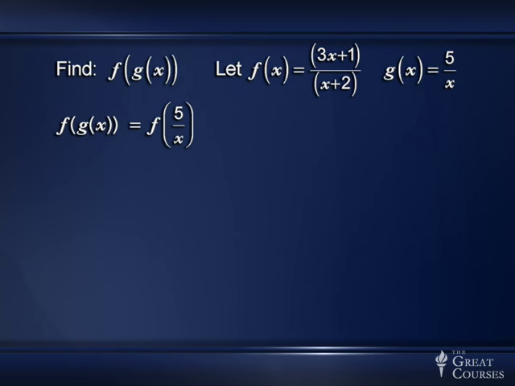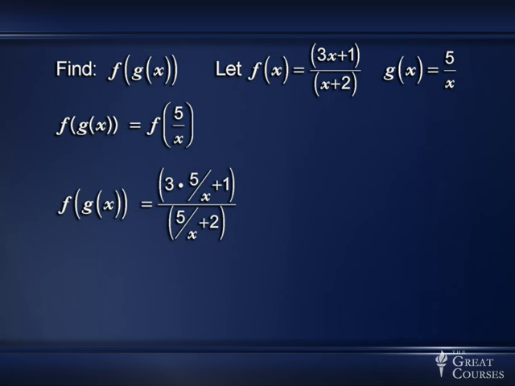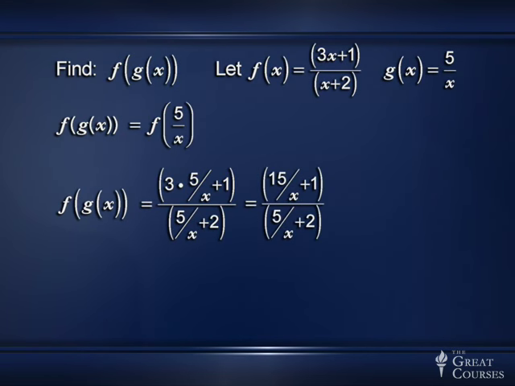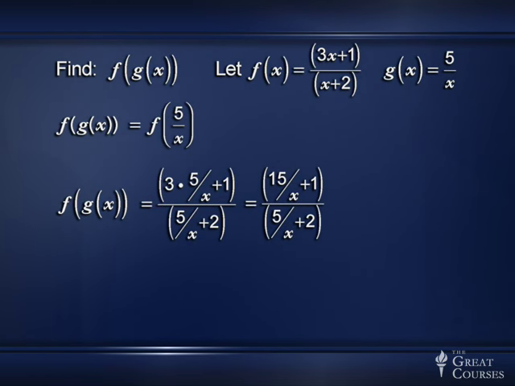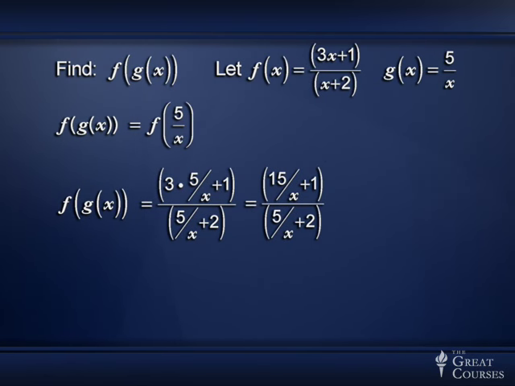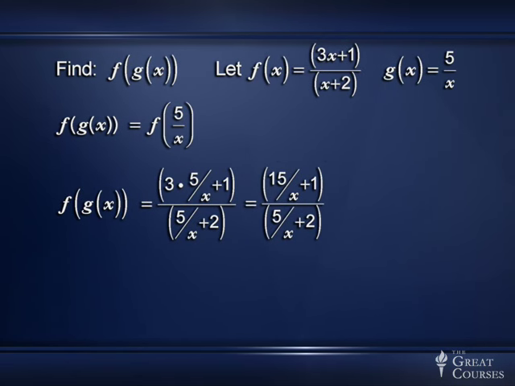And so what I have then is the following. F of g of x equals 3 times 5 over x plus 1 divided by 5 over x plus 2. And now I can clean that up just a little and write it as 15 over x plus 1 divided by 5 over x plus 2. And now a little bit of a trick. You want to clean up both that numerator and denominator. Do it separately. And if you do them separately, you'll be able to put them together nicely. And then once you've done that, you can put the numerator and denominator back together and do any cancellation.